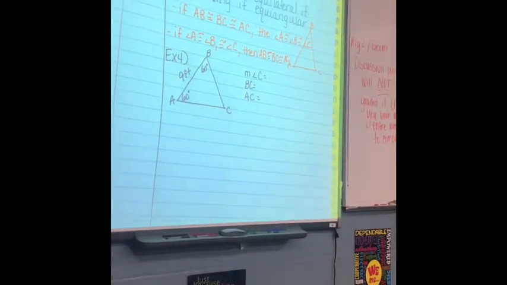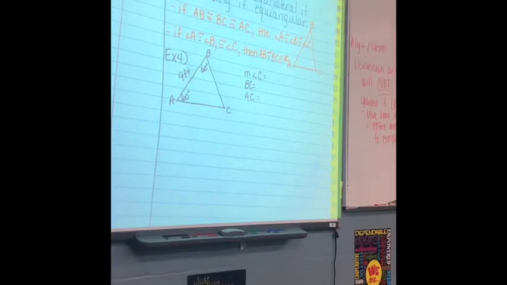So if I look at this triangle, ABC, it gives me 2 of the 3 angle measures at 60 degrees, and it gives me one of the sides at 9 feet. First of all, if you see 2 of the angles at 60, what do you know the third one has to be? 60. How do you know that?